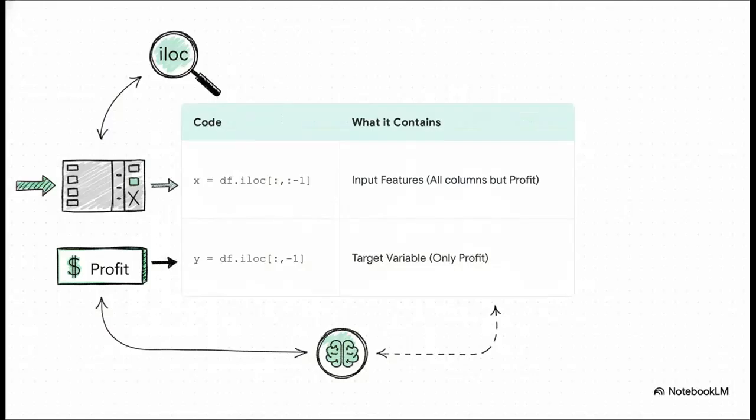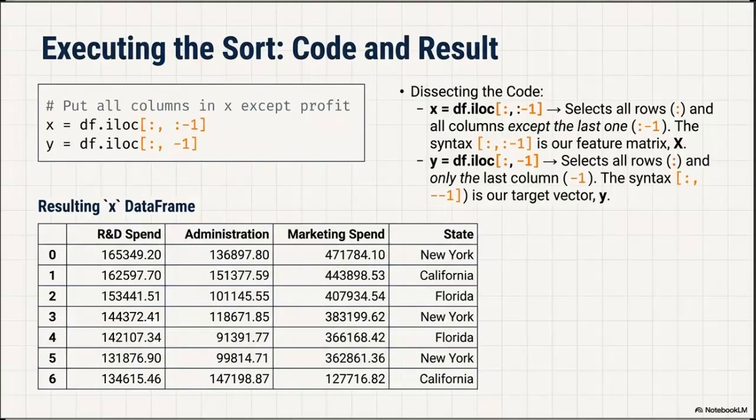Okay, this next step is absolutely fundamental. We have to separate our inputs from our output. We use a function called iloc to do this. That first line of code grabs all the rows in every single column except the last one. That's our x, our features. The second line grabs all the rows again, but this time, only the very last column. That's our y, the profit we want to predict. Now the model knows exactly what it's trying to learn.